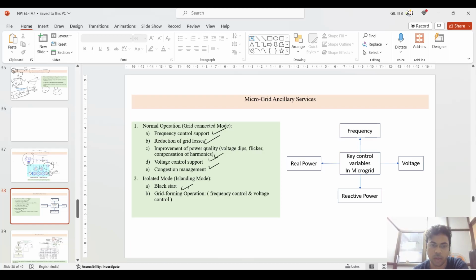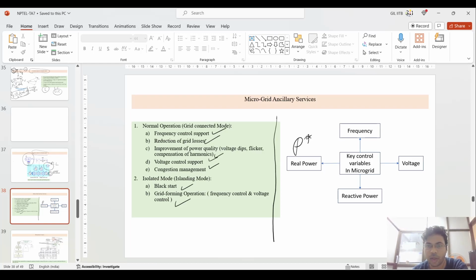And in the idle ending, this black start: when the system is down, you have to restart the system. In this isolated mode, this microgrid can play a major role, and the grid forming operation itself, that forming a self grid for this microgrid, is using this microgrid.